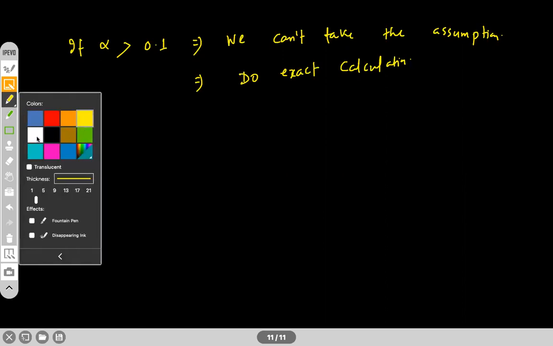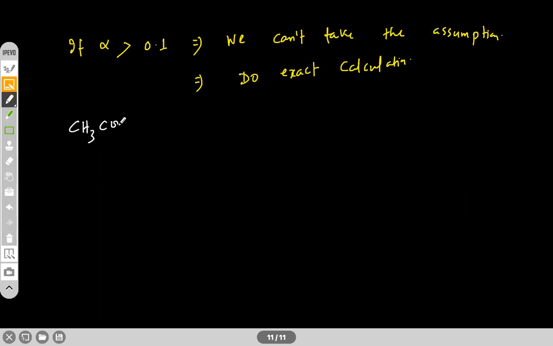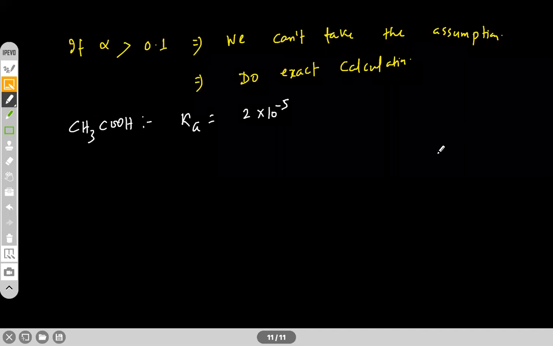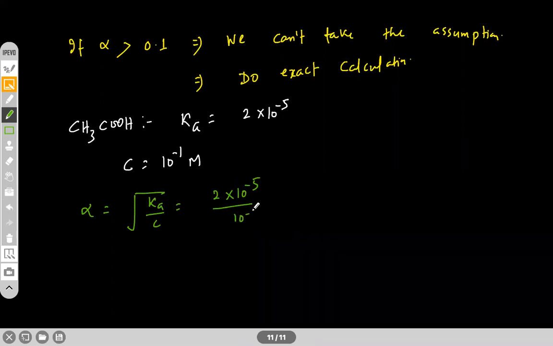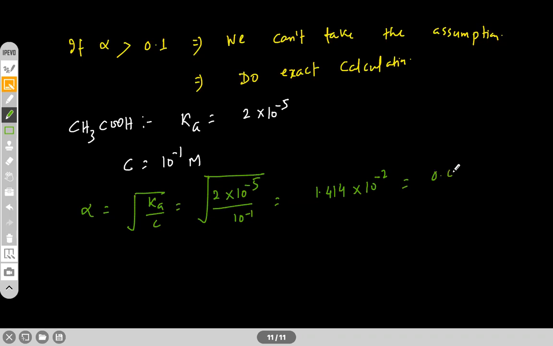We have CH3COOH, and its K value is given: 2 into 10 to the power minus 5, the K value of CH3COOH. And in the first case, the concentration is given as 10 to the power minus 1 molar. So what we'll do, we'll find out alpha first. Alpha is equal to root under K by C. So K is 2 into 10 to the minus 5. What we get here? 1.414 into 10 to the power minus 2, which is 0.01.